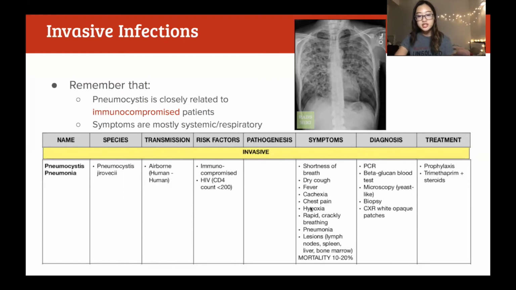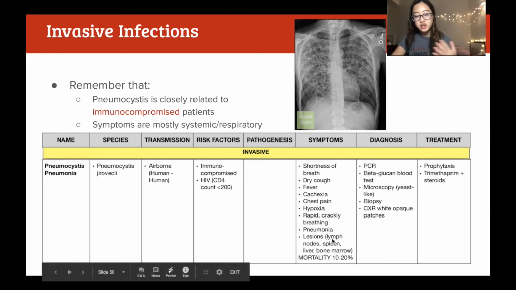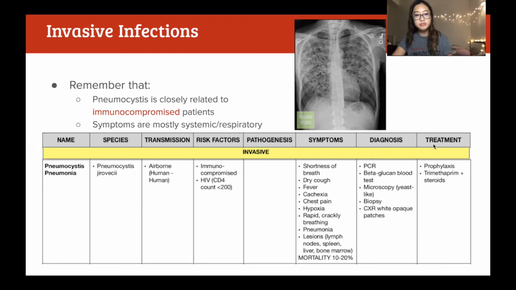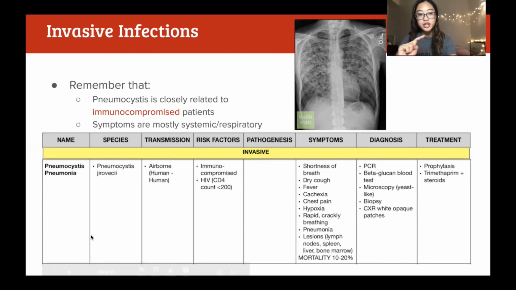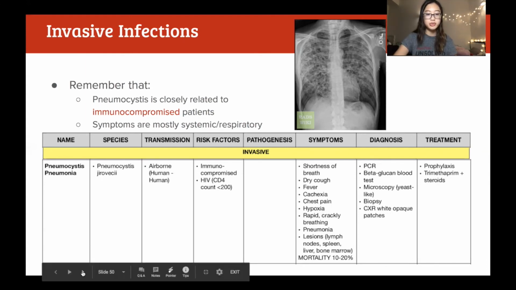You have chest pains, hypoxia, which is just not having enough oxygen, rapid crackly breathing, pneumonia, and then lesions in your lymph nodes, your spleen, your liver, and your bone marrow. So these are all either very systemic or very respiratory symptoms, okay? And then here you just need to have prophylaxis, and you need to have trimethoprim and steroids. So this is one of the few conditions here that aren't going to be treatable by your three core drugs. So just remember this bit.